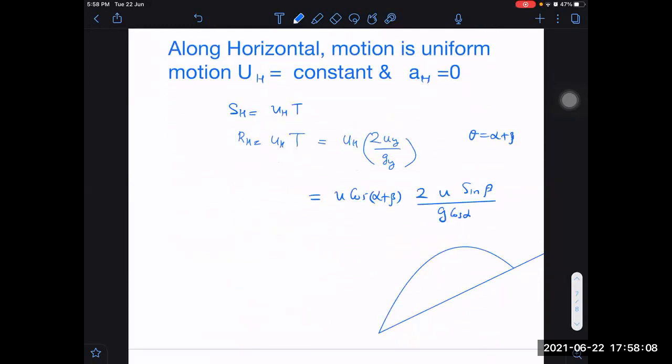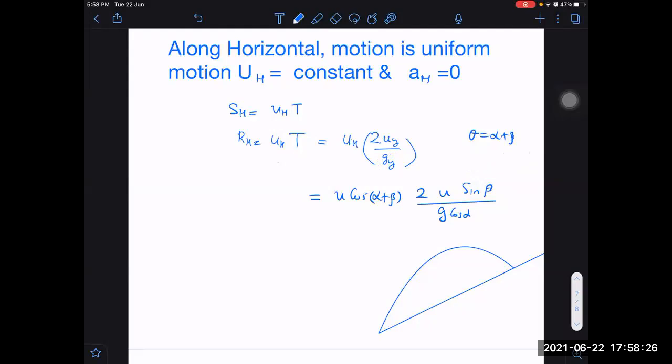Do I have to put a negative sign here? No. I have told you already, when we write Gy, that is just the magnitude of acceleration along the y-axis. If I write Ay, then I have to put the proper sign. Then it will become minus G cos alpha. But I am using this notation. Gy refers to magnitude. Okay.